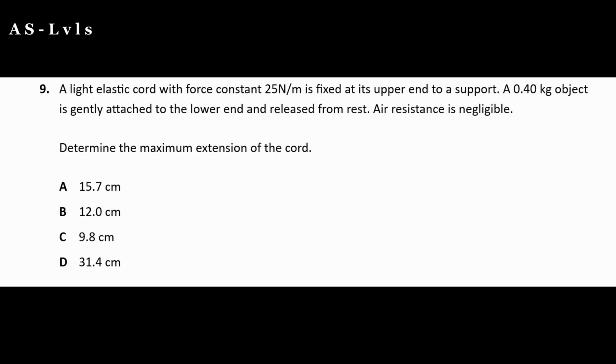Question 9. A light elastic cord with force constant 25 newtons per meter is fixed at its upper end to a support. A 0.40 kilogram object is gently attached to the lower end and released from rest. Air resistance is negligible. Determine the maximum extension of the cord.